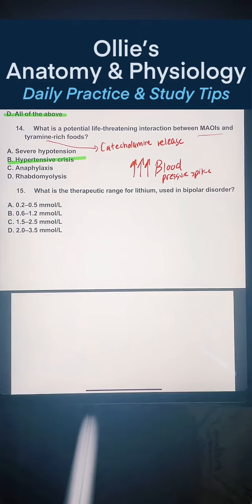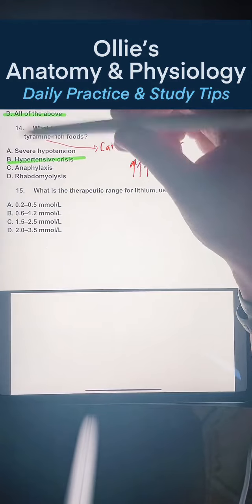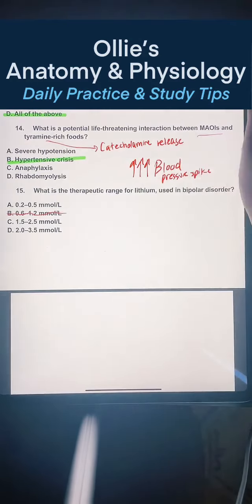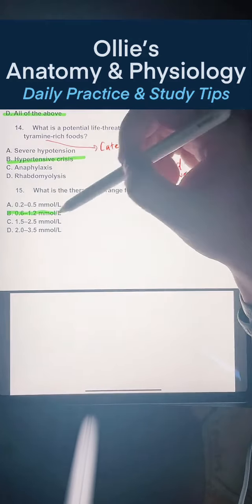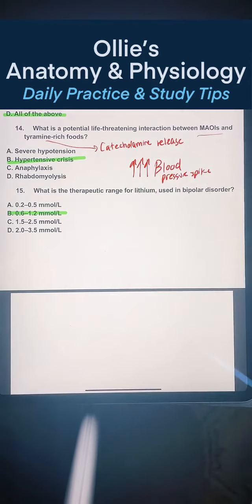The answer is B. It is 0.6 to 1.2. Again, it has a very narrow therapeutic index. That was it. That was all the questions I had planned for my live stream today, guys.